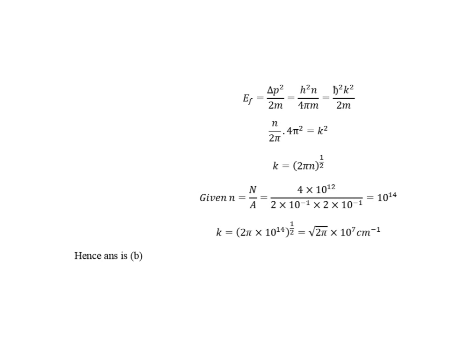Now given that 4 into 10 raised to 12 electrons are there in a 2 by 2 millimeter area. From there we find the electron density, but electron density is taken per unit area. So we will get 10 raised to 14 electrons per centimeter square. Substituting in k, you will get it as root 2 pi into 10 raised to 7 centimeter raised to minus 1. Hence the answer is B.